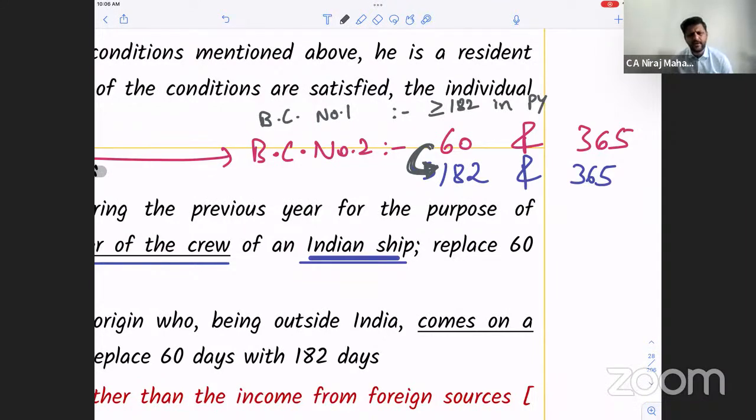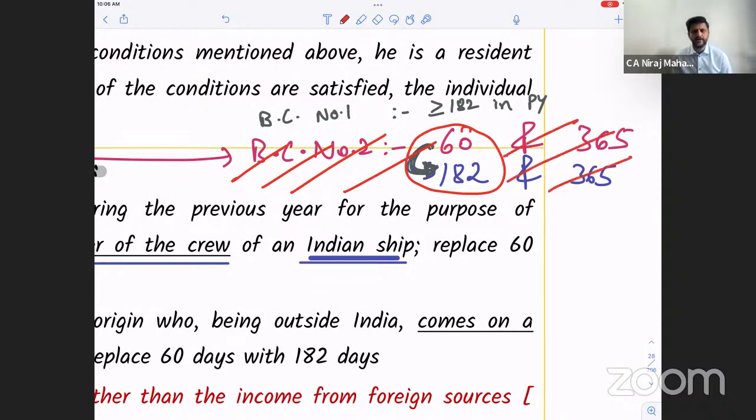Can I tell you one thing in very simple language? As good as that, basic condition number 2 doesn't exist. Basic condition number 2 is now gone. Why? Because for the current year, you're replacing 60 with 182. And 182 days in the current year is as good as only basic condition number 1. Are you getting my point? Yes, basic condition number 1 also has 182 days.